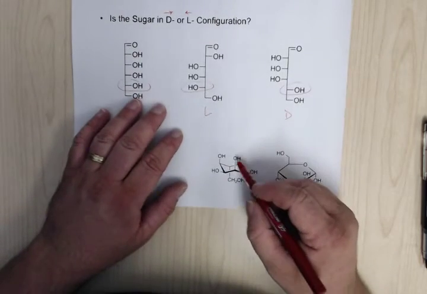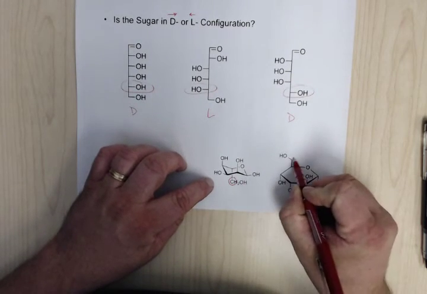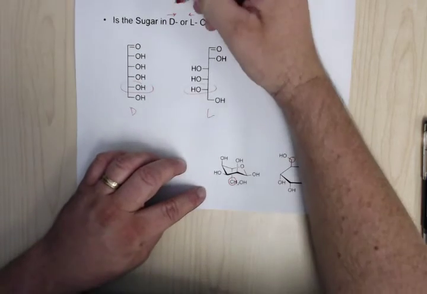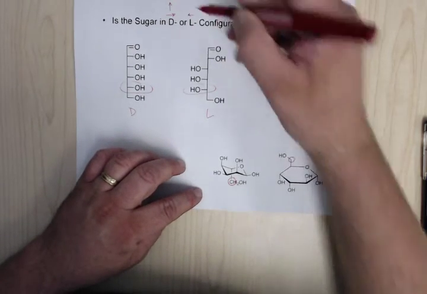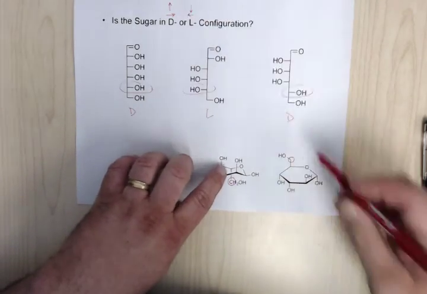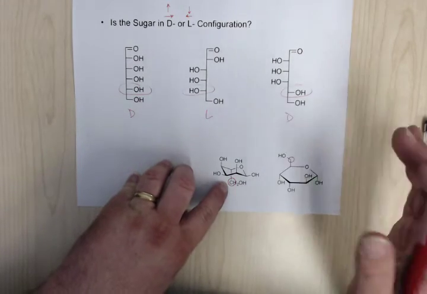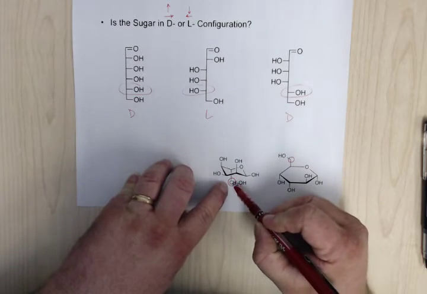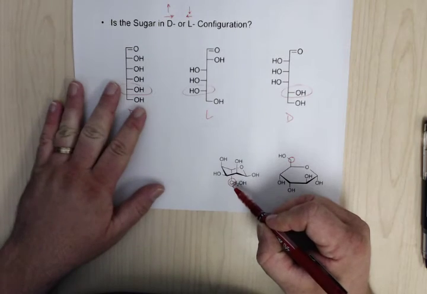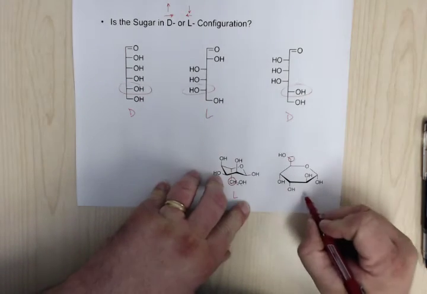Now for the ring, you're going to be looking at this carbon right there. If it's above the ring, it's going to be a D. If it's below the ring, it's an L. For this one here, it doesn't matter how this OH is pointed. It's just where this carbon is. So below the ring, just like this one, this is going to be L. Above the ring, this is going to be D.